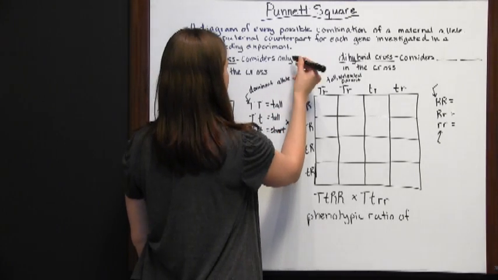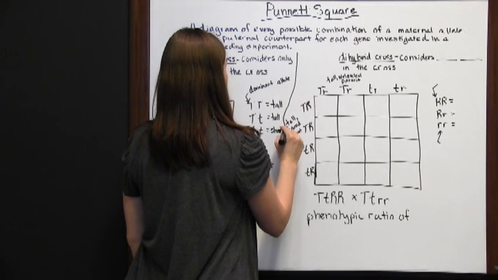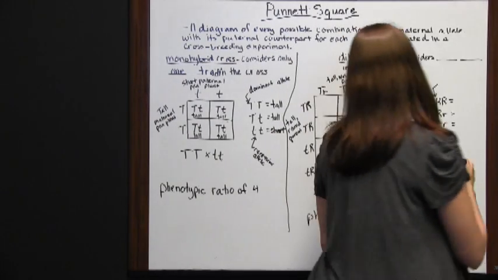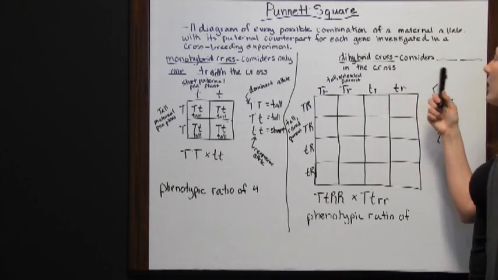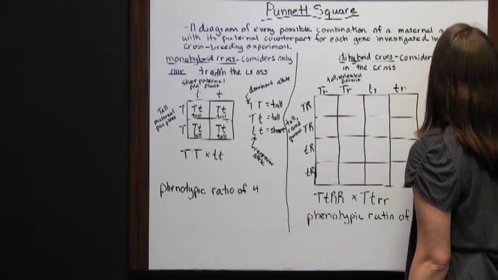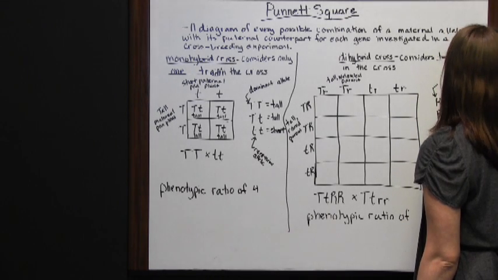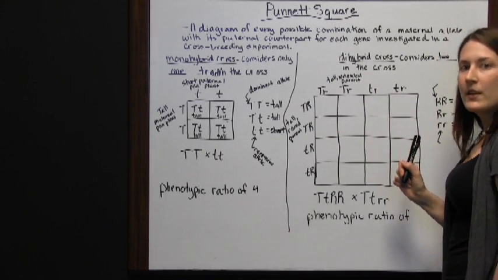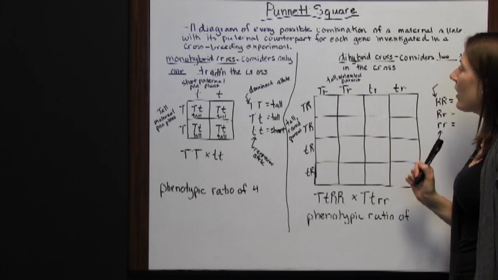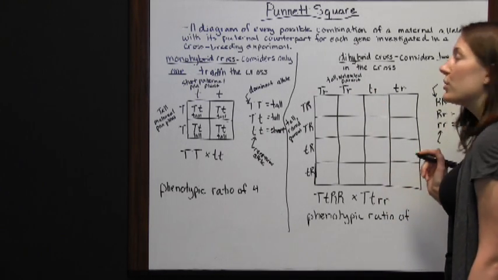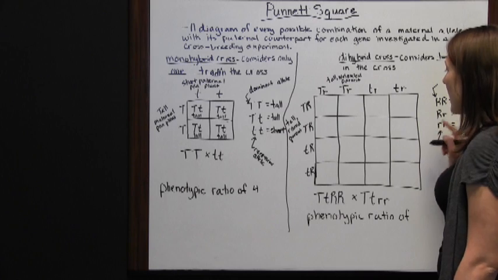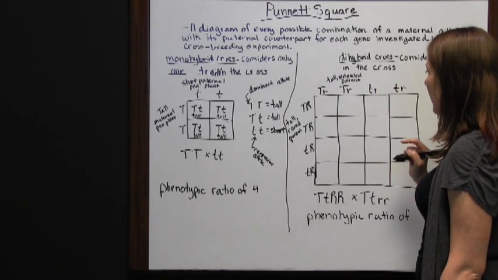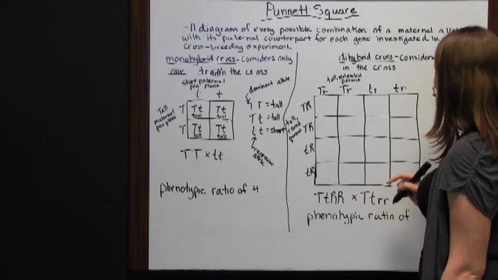So let's look at a different one, and I'm going to draw us a line to keep us separated. And this one's going to be a dihybrid cross. A dihybrid cross considers 2 traits in the cross. Di means 2, mono means 1. So we've got our dihybrid cross that's going to compare 2 different traits. So we're going to look at a tall wrinkled parent and a tall round parent.